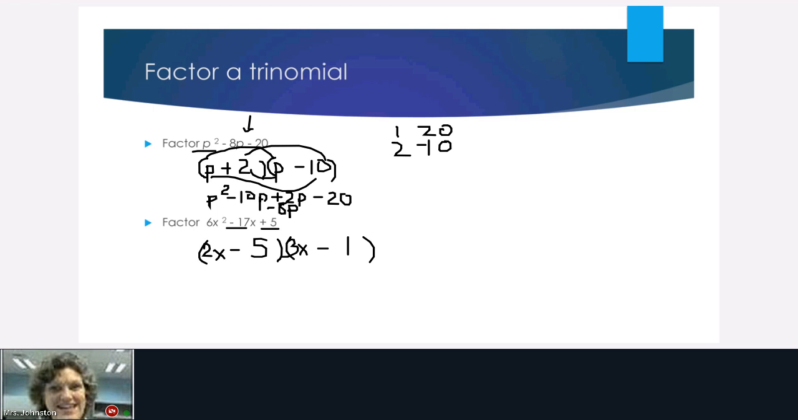I know that my first term will end up being 6x squared, and I know my final term will be positive 5. So all I really need to do is check out these middle terms. The outside will be negative 2x, and the inside will be negative 15x. And as you can see, negative 2 and negative 15 do add to negative 17x. So my first guesses were correct. But if your first guess isn't correct, don't get discouraged. Just try the other options until you find one that checks out.